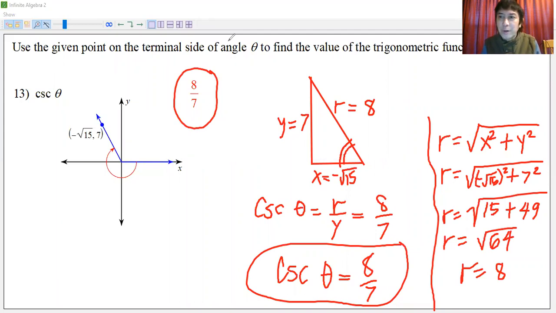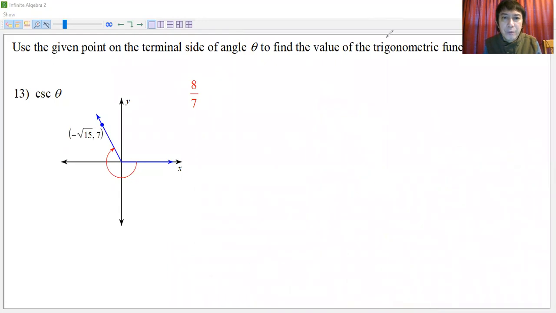Let's continue with number 14. Let me clear the solutions for number 13 and proceed to number 14. Here's our number 14. Use the given point on the terminal side of angle theta. So again, the function is cosecant, finding the cosecant of the angle theta. So we can draw again our reference triangle.